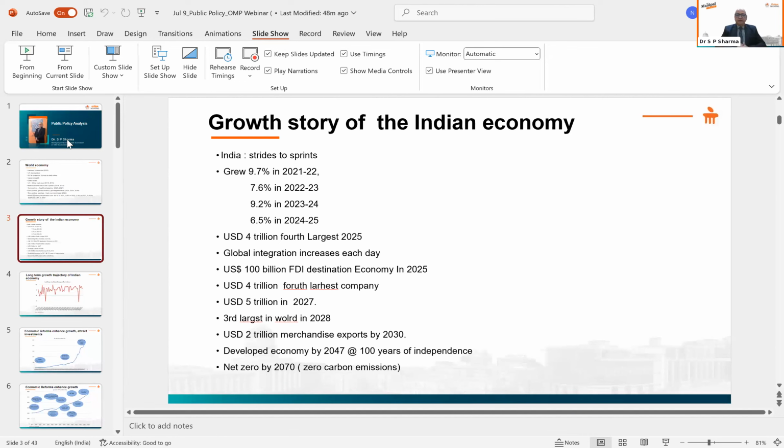As I mentioned, we are the fourth largest economy and we will be the third... the fifth $5 trillion economy by 2027, and thereafter the third largest economy in 2028. And we have a target of 2 trillion in merchandise and services exports by 2030, of which 1 trillion will come from merchandise and 1 trillion will come from services exports. And we have aspirations that we will become a developed economy by 2047 at our 100 years of independence, and net zero by 2070.